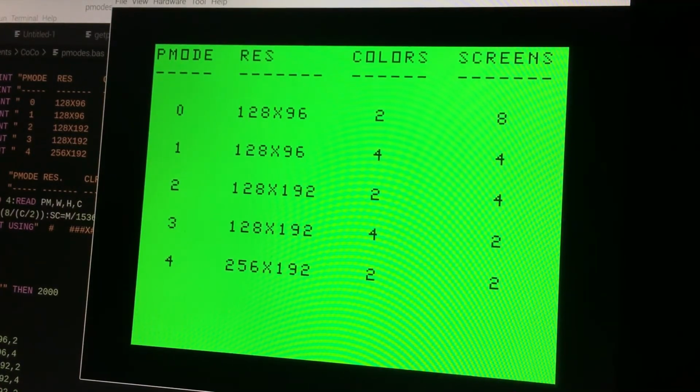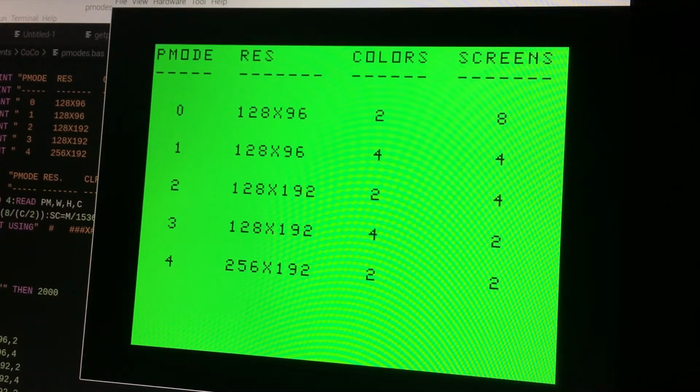In the Extended Color Basic manual, Chapter 17, whatever page that was, there was this chart. P-Mode 0 and P-Mode 1 were the lowest resolutions, 128 by 96. P-Mode 0 gave you 2 colors, so you could have 8 of those screens in memory at a time, and you could flip between them and do 8 pages of low-resolution animation. P-Mode 1 was the same resolution but had 4 colors, so you could only do 4 of those screens. Each one took twice as much memory. P-Mode 2 and 3 were 128 by 192. P-Mode 2 had 2 colors, you could have 4 of those screens, or P-Mode 3 had 4 colors, you could have 2 of those screens, and finally P-Mode 4, 256 by 192 with 2 colors, black and white, you could have 2 of those screens.